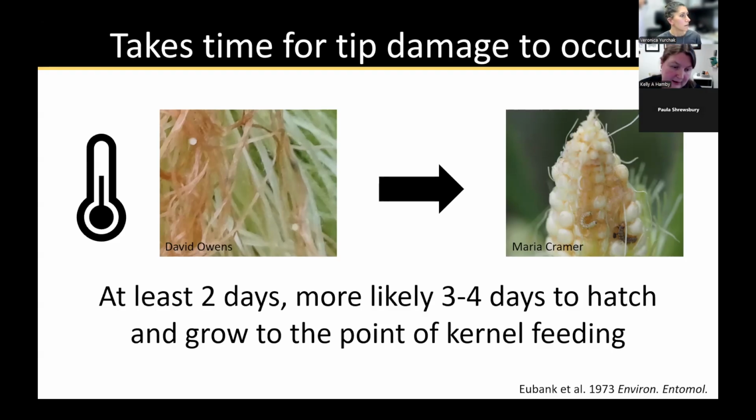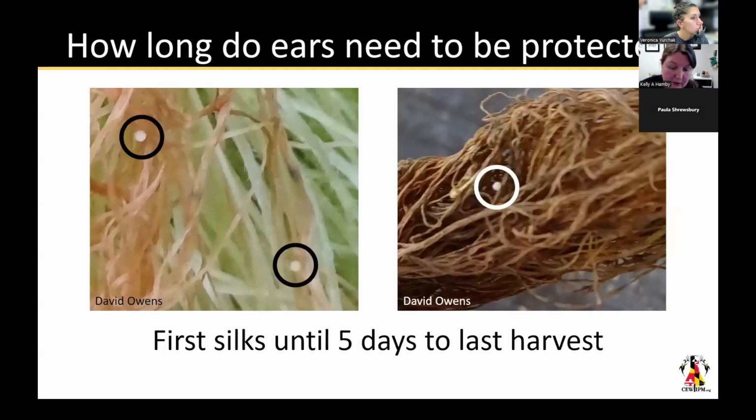And then the caterpillar has to get down to the tip of the ear and grow big enough that it wants to start feeding on kernels. So this is why it probably takes 4 to 5 days before an egg is becoming a caterpillar that's causing damage to the tip of the ear. And so that's where our recommendation is you can stop spraying 5 days before your last harvest.